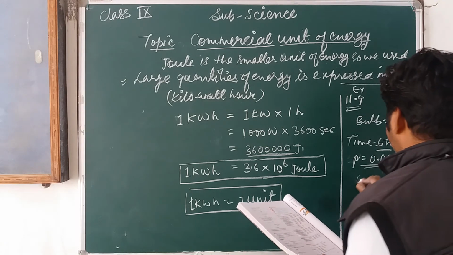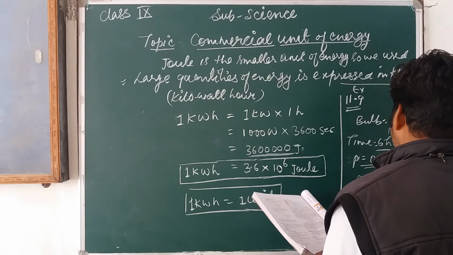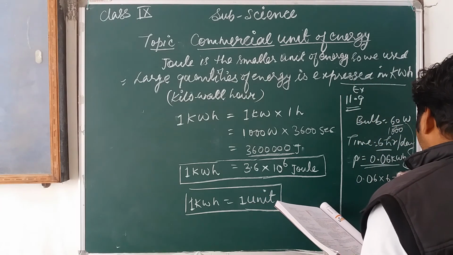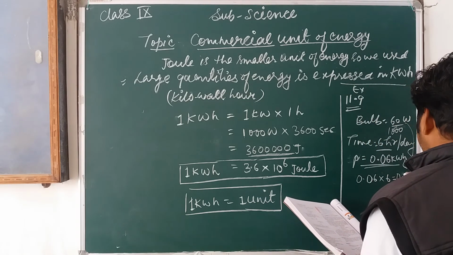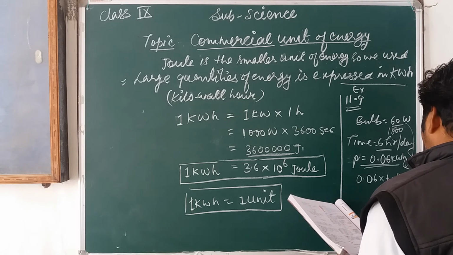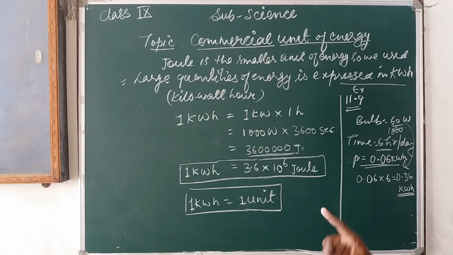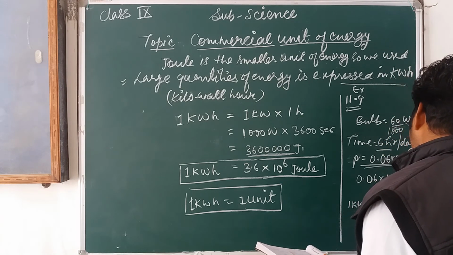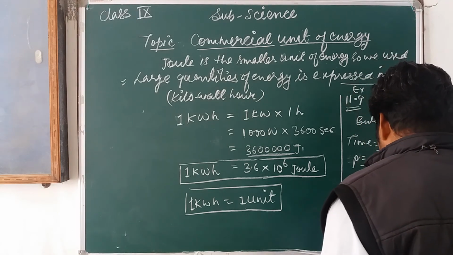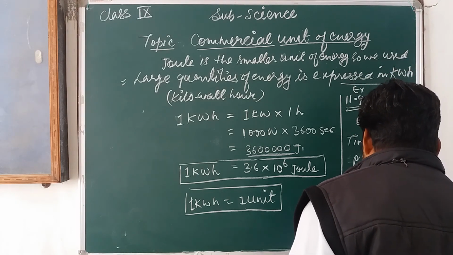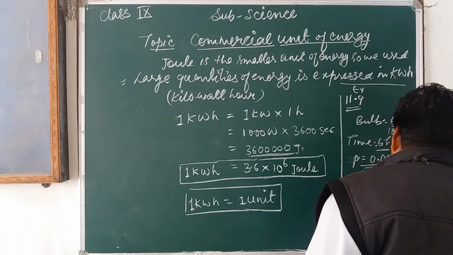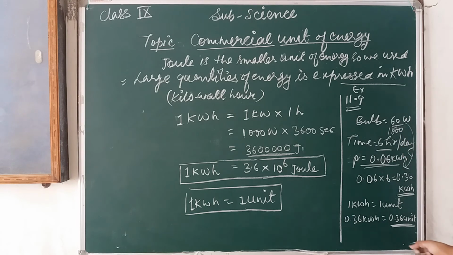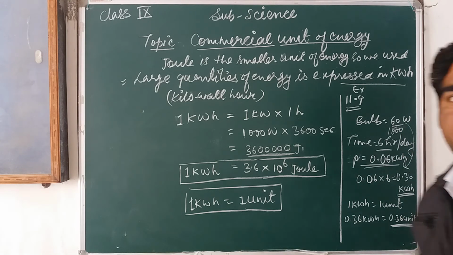So now multiply with this one, 0.06 into 6. So what does it give? This is equal to 0.36 kilowatt hour. Okay, and we know that 1 kilowatt hour is equal to 1 unit. So 0.36 kilowatt hour is equal to 0.36 unit. Okay, so this much electricity it is consuming per day.